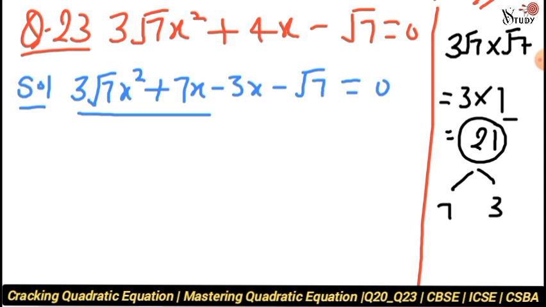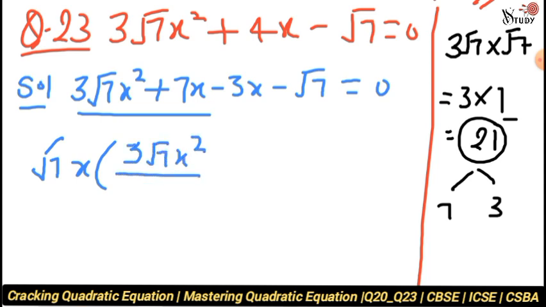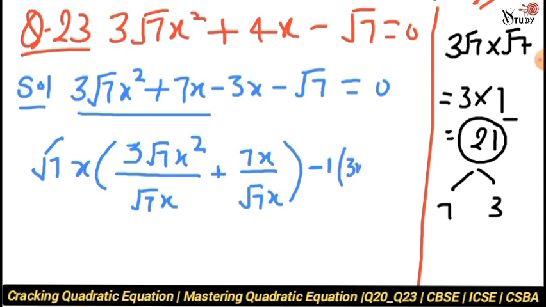Try yourself to take common and tell me in the comments. So now we can take root 7x as common from both the terms. So we have 3 root 7x square, and we take common root 7x, so we are going to divide it by root 7x. In the same fashion, 7x is going to be divided by root 7x. Now from the last two terms we just take 1 as common, and we have 3x negative root 7 is equal to 0.